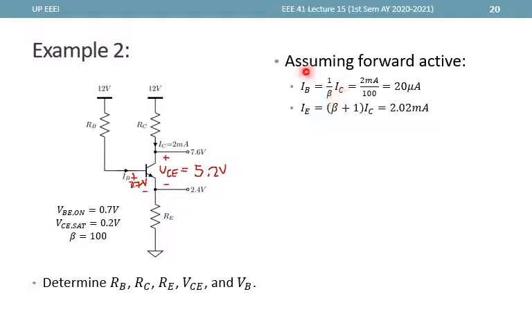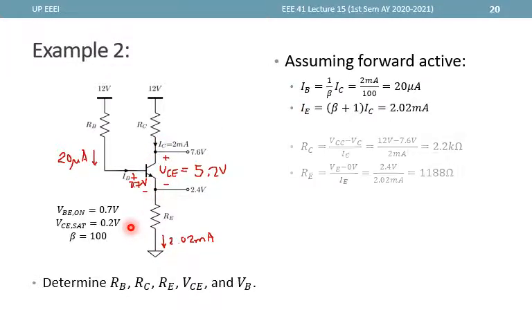So using IC equal to beta IB, we know IC from the given, 2 milliamps. So IB is simply 1 over beta times IC. Beta was given to be 100. So 2 milliamps over 100 is 20 microamps. So we can say that this is 20 microamps. And by KCL, 2 milliamps plus 20 microamps is 2.02 milliamps. So we already know all the currents and voltages in the circuit.